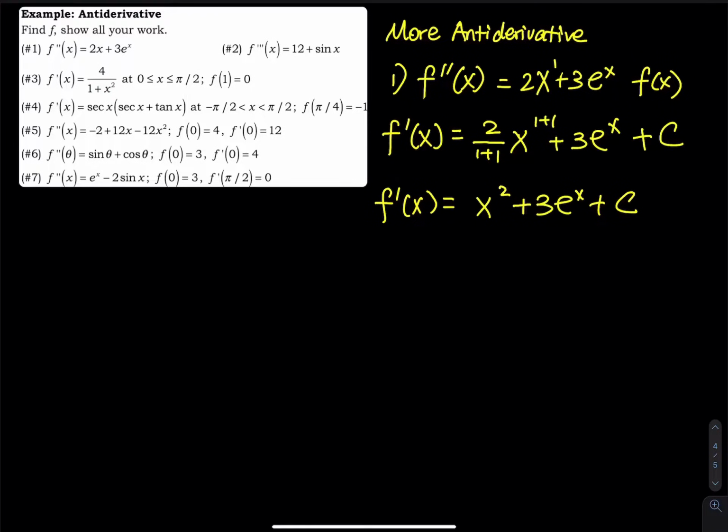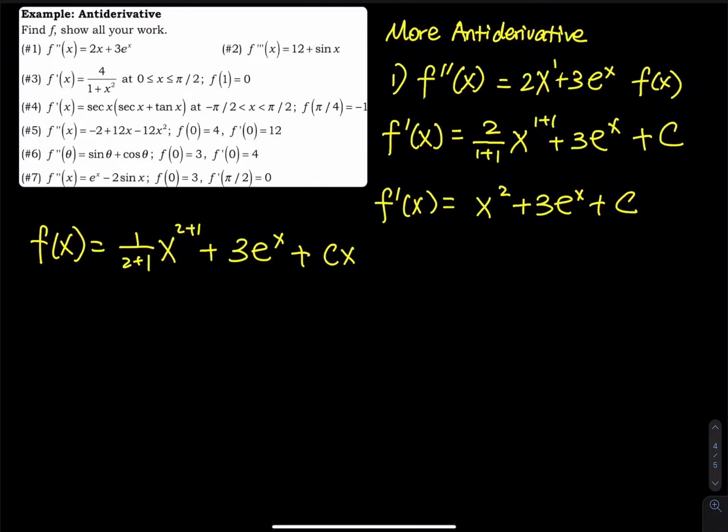To get to f of x, we have to do the antiderivative again. So f of x, this is x squared, add 1, divided by that, and e to the x is still e to the x, and c is a constant, right? The derivative of that is c times x. When you take the derivative of cx, a constant times a variable, let's say 5x, 10x, the derivative is just the constant value, right?